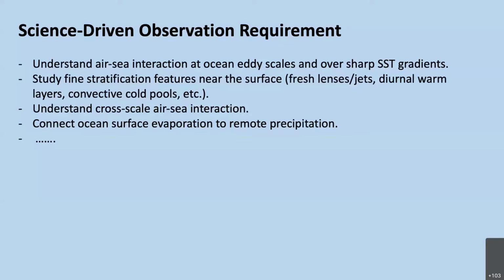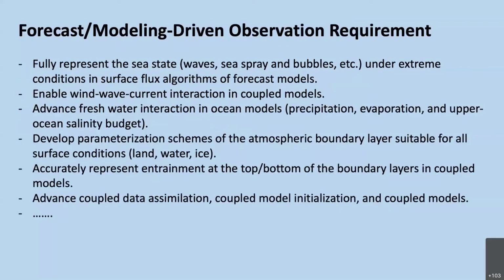I won't go through this list, and will go to the next slide, which is the requirements from the forecast and modeling perspective. Again, at this workshop, we have discussed many of them. I just list some of them, and one example is that most of the coupled models do not include wind-wave-current interaction, and some models that do demonstrate this is very important. What observations would we need to help advance the coupled models to include this capability?